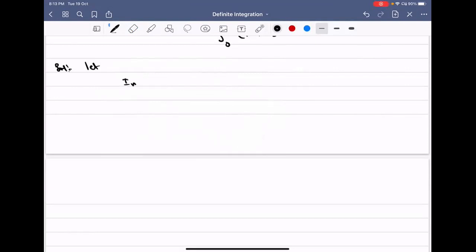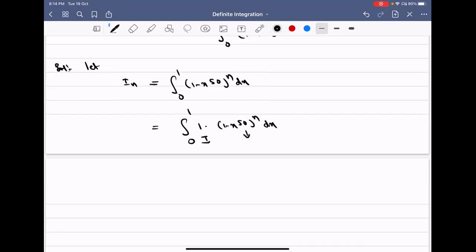Take In equal to the integration of 0 to 1 of (1 minus x power 50) whole power n dx. Now this is equal to the integration of 0 to 1 of 1 into (1 minus x power 50) whole power n dx. Consider this as the first function and this one as the second function. Now use integration by parts.